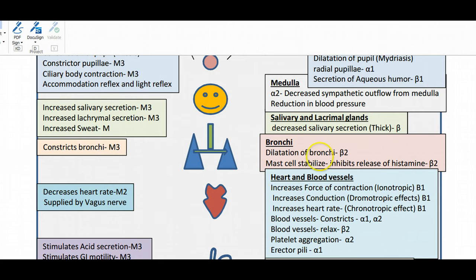Whereas the effect of the sympathetic system on the bronchial smooth muscles is mainly mediated by beta-2 receptors, and activation of these beta-2 receptors will cause bronchodilation. Another effect of the beta-2 receptor is seen on the mast cell. Whenever the beta-2 receptor is stimulated, it will stabilize the mast cell, which in turn will inhibit the release of histamine.